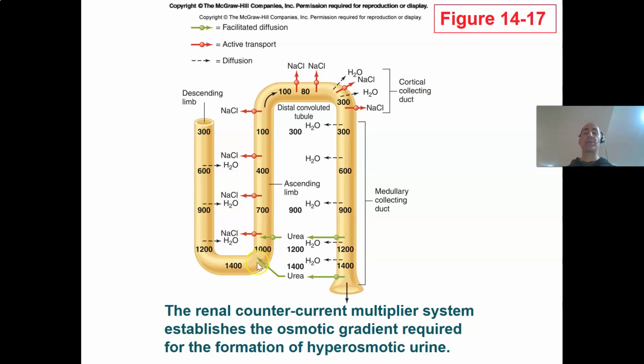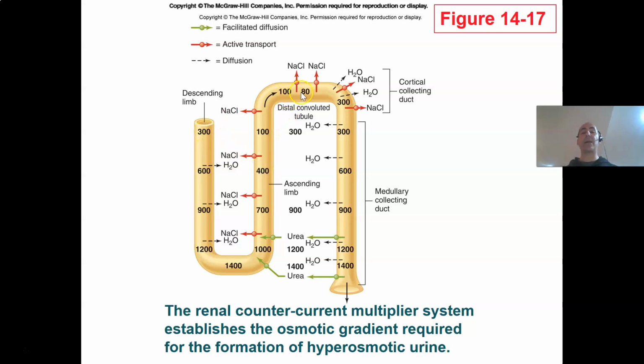When we make this turn to the thin ascending loop and then the thick ascending loop, water is no longer reabsorbed. Only sodium chloride and some other solutes are reabsorbed. And because of this, the osmolarity in the thin and thick ascending loop begins to decrease until it decreases to 80, which is essentially 1/4 of the osmolarity of the blood.